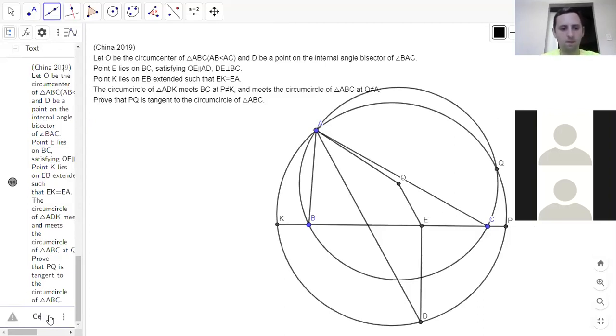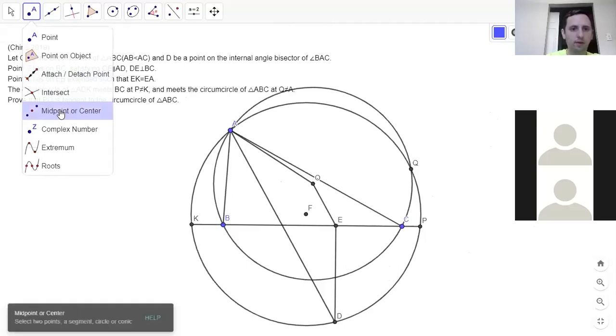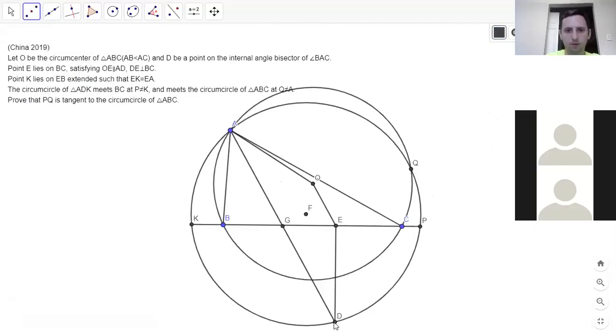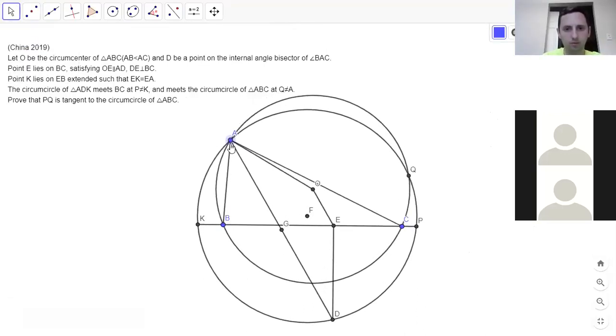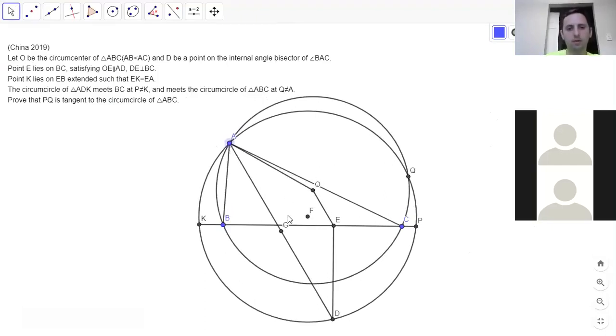Can you draw the midpoint of AD? Yes. Maybe it's on BC. So yeah, the midpoint of AD. I don't think it's on BC, although it's close. But yeah, FG is perpendicular to AE, right?